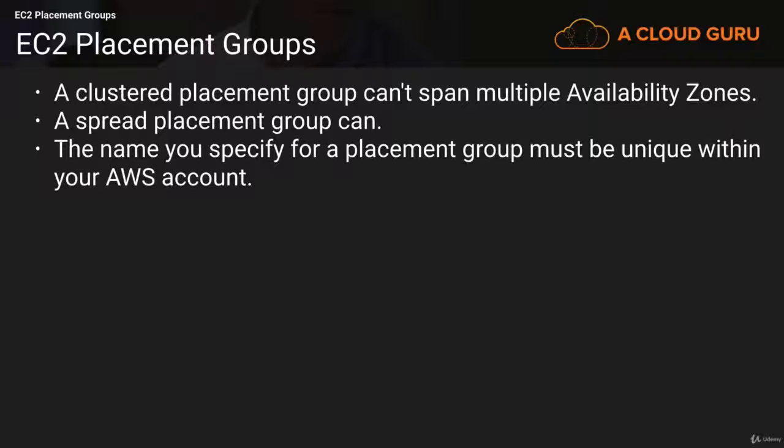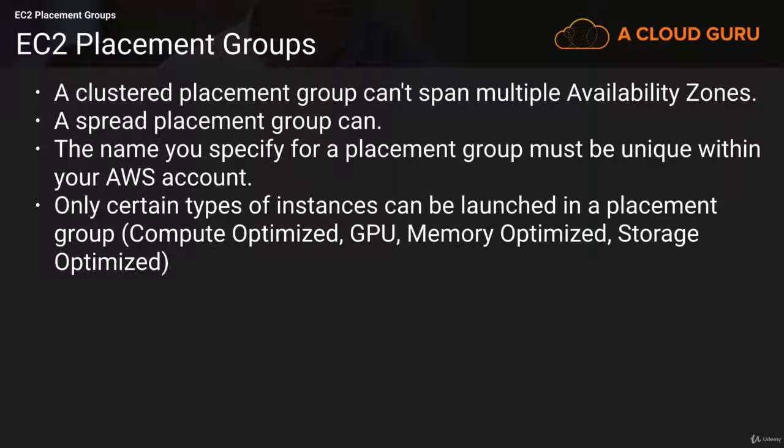So what are the key things you should understand going into the exam? Well, a clustered placement group can't span multiple availability zones, whereas the spread placement group can. Also, if you do see the name placement groups in the exam, assume that it's a clustered placement group, simply because that is the oldest one. Spread placement groups were only released at re:Invent, and the exams might not yet be updated. Another thing to note is that the name that you specify for a placement group must be unique within your AWS account, and that includes both clustered and spread placement groups.